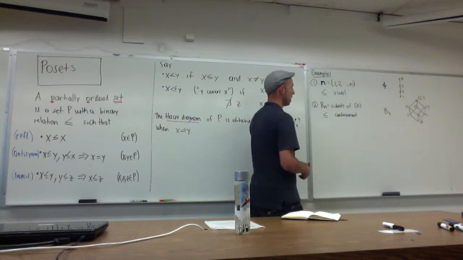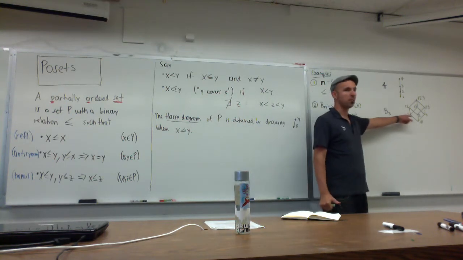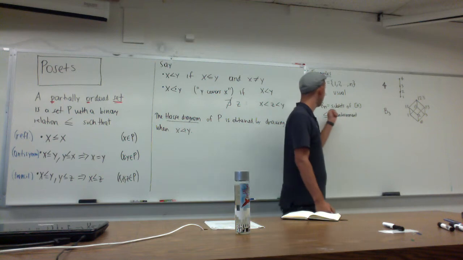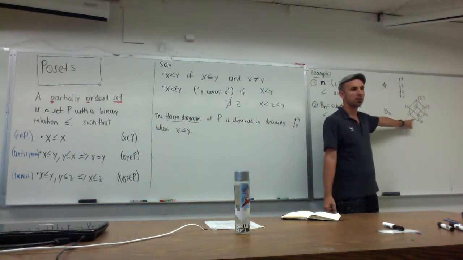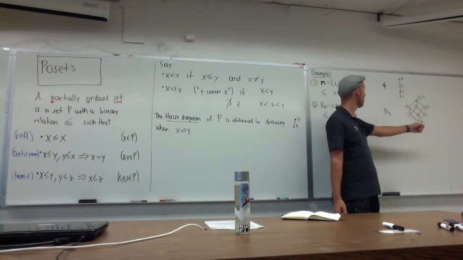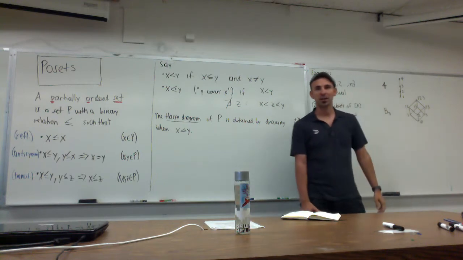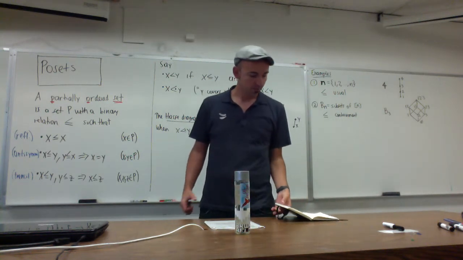And it's worth remarking that if you do this for a particular value of n, then what you're going to get here is the skeleton of the n-dimensional cube. Okay, so if you want to draw a 5-dimensional cube, then you should draw this poset for n equals 5, and that's going to be it.